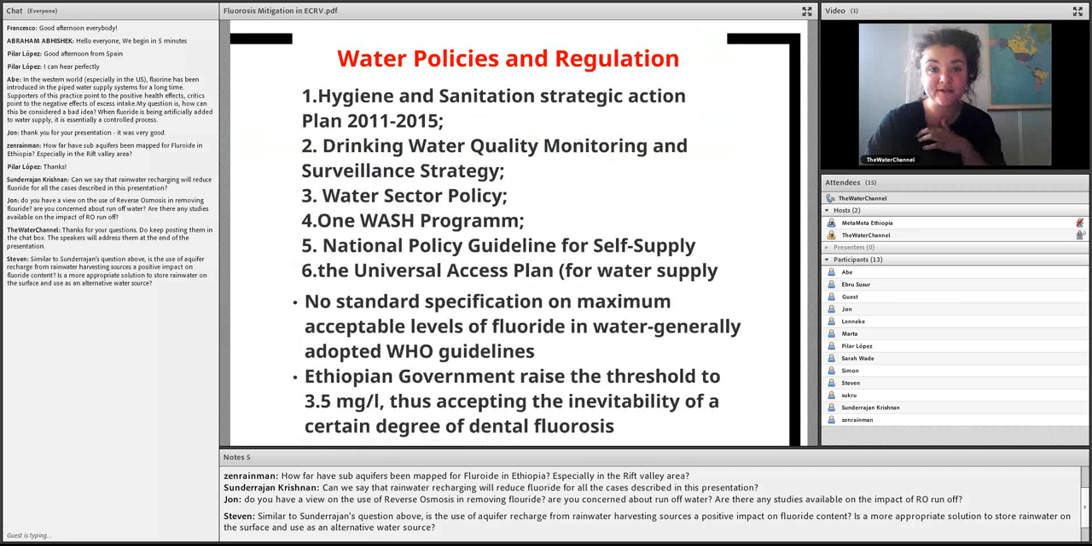There are several policies and regulations promoted by the Ethiopian government to enhance safe drinking water. You can read them here on the slide. However, there is not a specific accepted standard nationwide, but mainly all the actors and stakeholders involved in fluoride mitigation programs are using the WHO guidelines. The Ethiopian government raises the threshold to 3.5 milligrams per liter, so in some way accepting a certain degree of dental and skeletal fluorosis.